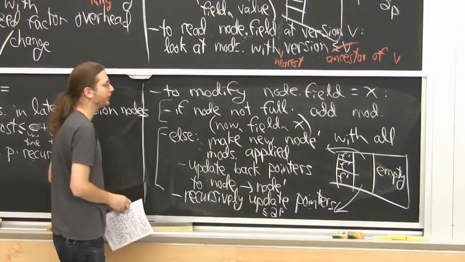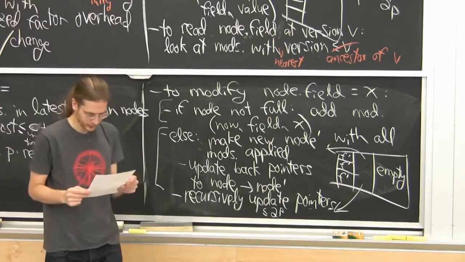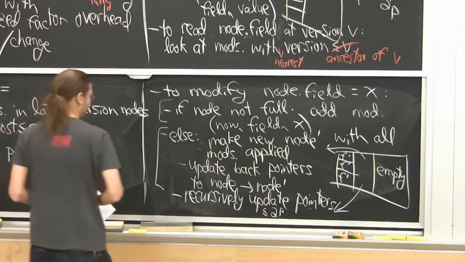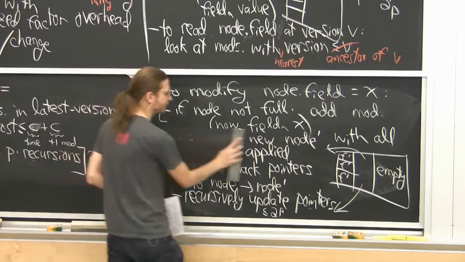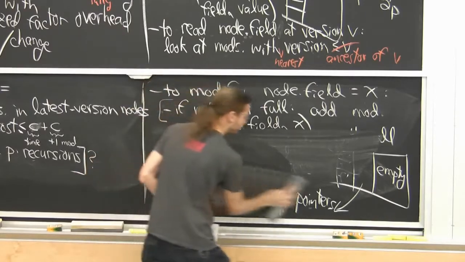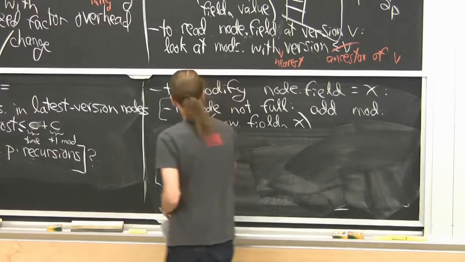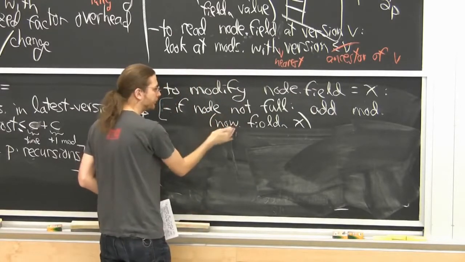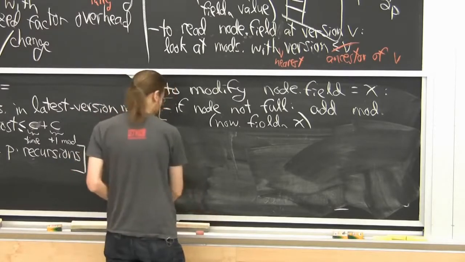Now we get to the hard part, which is modification. This is going to be different. Maybe I should just erase. Yeah, I think I'll erase everything. Except the first clause. Okay, if a node is not full, we'll just add a mod, just like before. What changes is when a node is full.